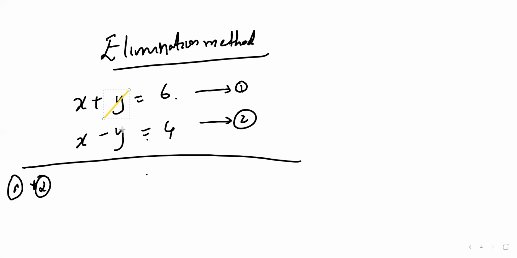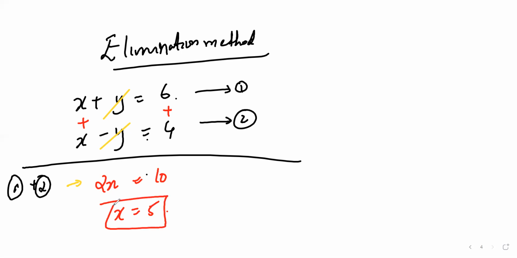Plus y and minus y will get cancelled out, because I'm adding equation 1 and 2. And x plus x will be giving what? x plus x will be giving 2x. And 6 plus 4, everything will be plus. 6 plus 4 is 10, so x value is 5.